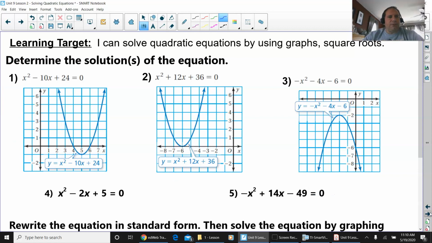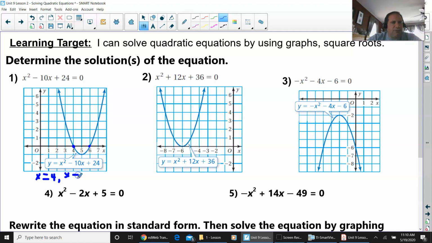Hopefully you got those. Determine the solutions of the equation. You could just take a look at what number 1 is. Very, very easy. You could put x equals, and the solutions are the zeros, the roots right here and right here. So very, very easy. X equals 4, and you could put comma, x equals 6.